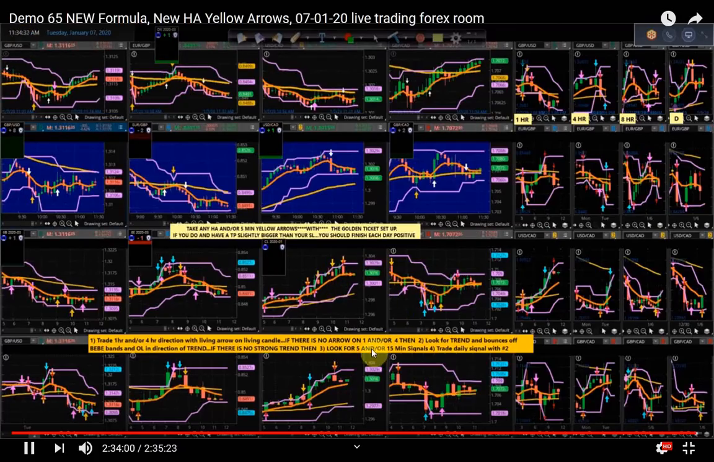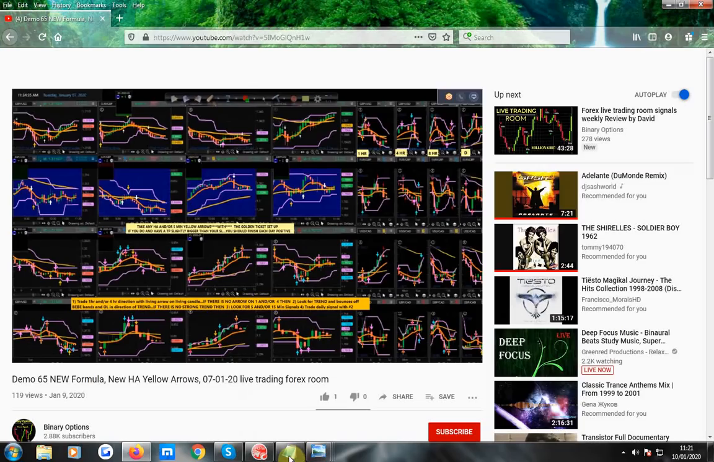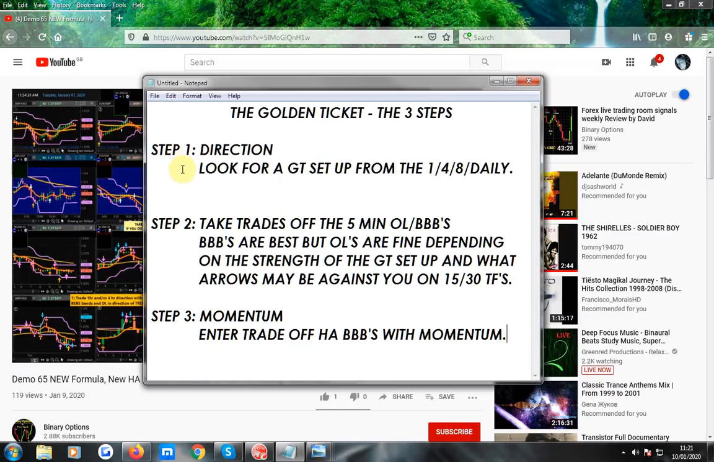Okay guys, so again, let's just have a quick look at the golden ticket 3 steps. Step 1, direction. You see me doing that all day today off the 1, 4, 8 and daily. Step 2, take trades off the 5-minute OLs and BB bands. You see me doing that all day today. Obviously BB bands are best, as I've said before, but the OLs are fine depending on the strength, and I've shown you that with the UCAD, the GCAD.